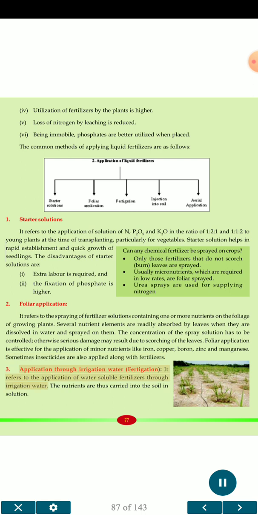3. Application through irrigation water. Fertigation. It refers to the application of water-soluble fertilizer through irrigation water. The nutrients are thus carried into the soil in solution. Can any chemical fertilizer be sprayed on crops? Only those fertilizers that do not scorch or burn leaves are sprayed. Usually micronutrients, which are required in low rates, are foliar sprayed. Urea sprays are used for supplying nitrogen.